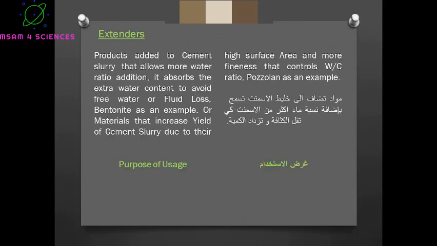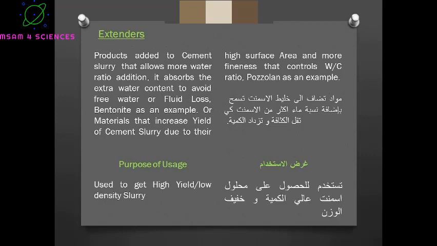Extenders. Products added to cement slurry that allow more water ratio addition. The extender absorbs the extra water content to avoid free water or fluid loss. Bentonite as an example, or materials that increase yield of cement slurry due to their high surface area and more fineness that control water to cement ratio. Pozzolan as an example. Application of using extender: they use extender in order to get high yield and low density slurry.